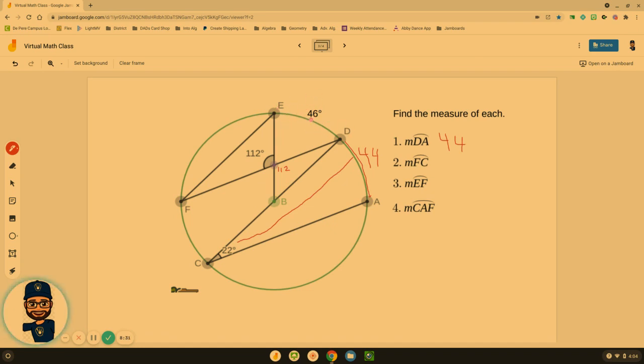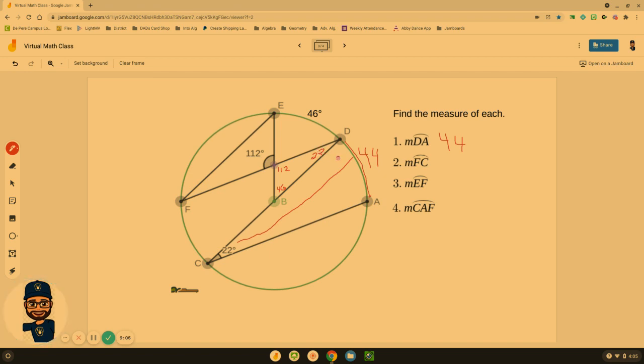Well, if this is 46, let's follow it back to the central angle. Look, it goes right to the center. And if it's a central angle, what would this measure have to be? It would have to be 46. It's a central angle. It's got a center, so this has to be equal. Okay. Then, because of that, we've got an interior triangle, and all triangles have 180. So 112 and 46 is 158, leaving us with 22 for this angle measure.